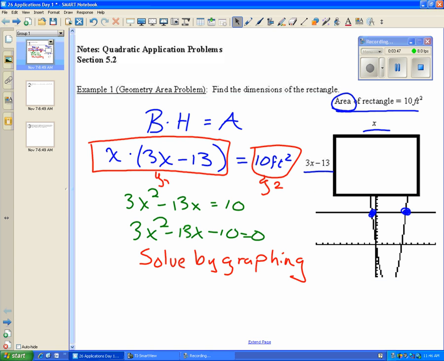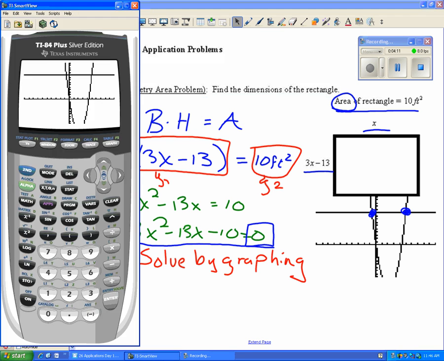Find those intersection points. Now remember, if I had plugged in this equation, I would actually be looking for zeros where I cross the x-axis because it equals 0. Instead, however, I plugged in the original equation, base times height equals area, and this way I have to find my intersections. So I go back to my graphing calculator and I want to find my two intersections.